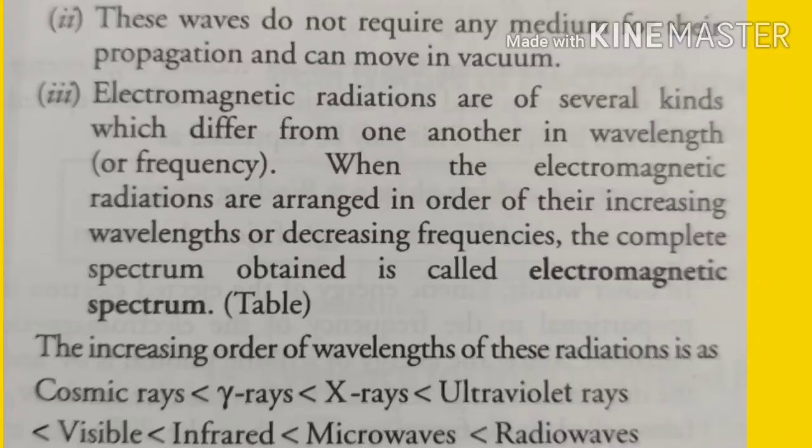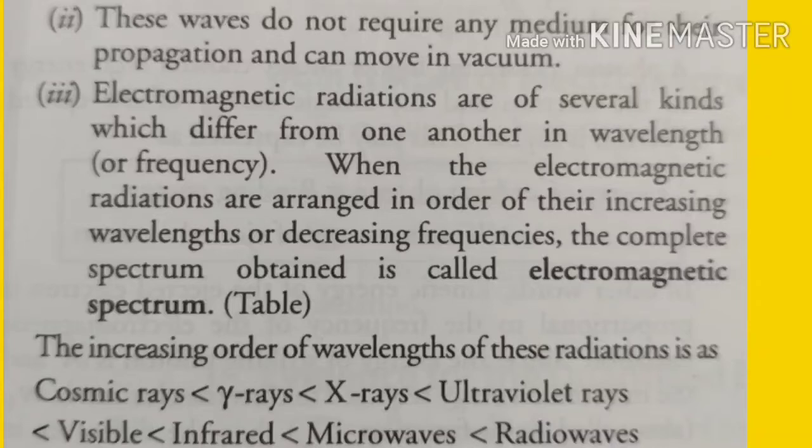So in this way the waves have different wavelengths or different frequencies. The different types of waves are radio waves, microwaves, infrared, visible, and the invisible region, that is ultraviolet, X-rays, etc. When the different waves are arranged in increasing order of their wavelength or decreasing order of frequency, it is called the electromagnetic spectrum.